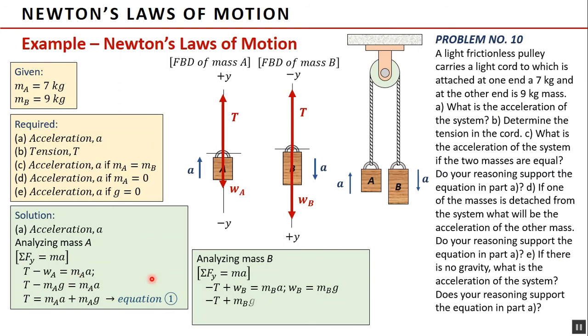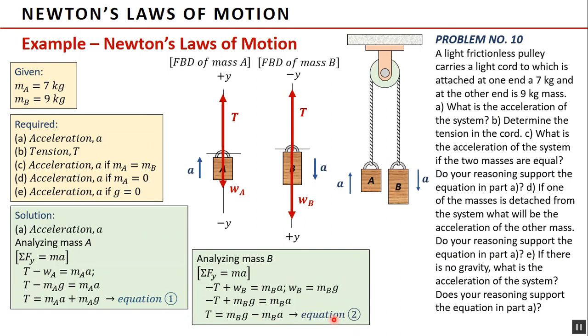But weight is m times g, so WB becomes mass of B times g. Again, let us solve tension T by pretending that we know the value of acceleration A. Transposing T to the other side, it will become positive T, and transposing mass of B times A to the other side makes it negative, therefore tension T is mBg minus mBA. Then we label this as equation 2.